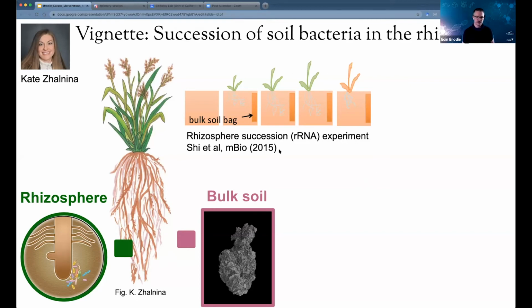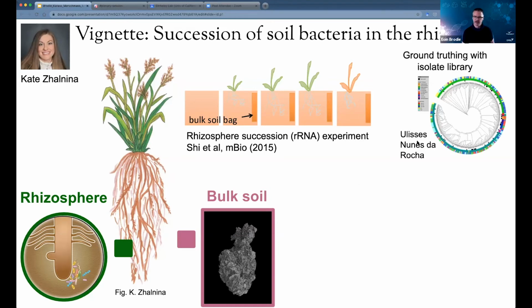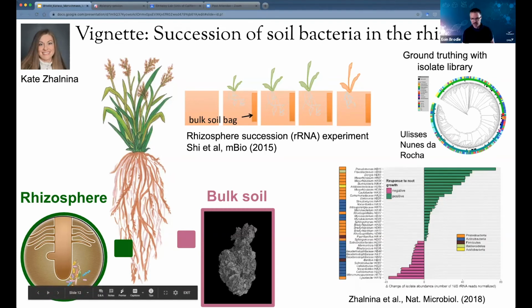A long time ago, Shengjing Shi did an experiment to follow different types of microbes and how they responded to a growing root versus the bulk soil environment. And Ulas Nunes de Rocha developed an amazing resource, an isolate library that represented a lot of the diversity of the bacteria that were responding to this root growth. Kate took this work a little bit further, and she matched up the patterns of OTU succession in the rhizosphere with these isolates, and then did comparative genomics to see what were the features of the organisms that responded positively to the root and those organisms that were responding negatively to the root.